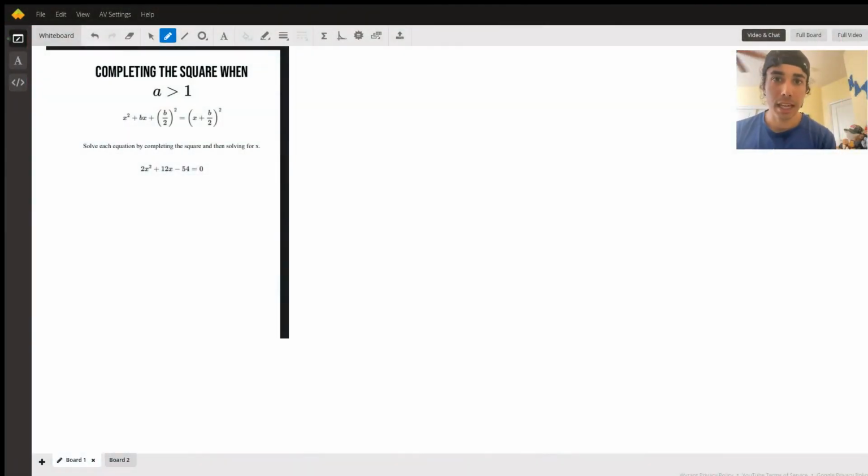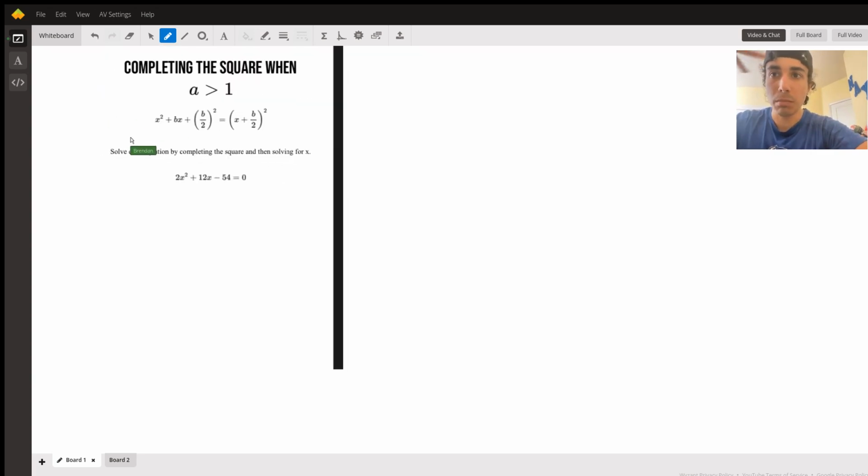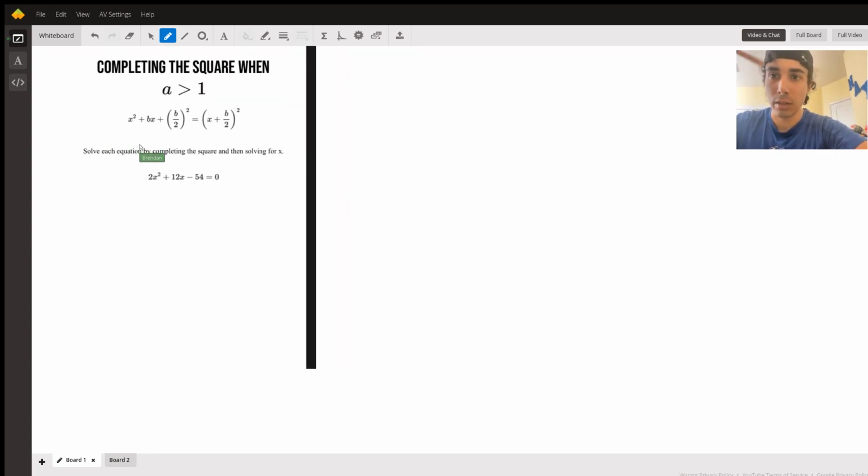Graded 2. Today we are going to be completing the square when a is greater than 1. Again, remember what we mean when we talk about a. We're talking about this number right here, that coefficient that's in front of our x squared term.